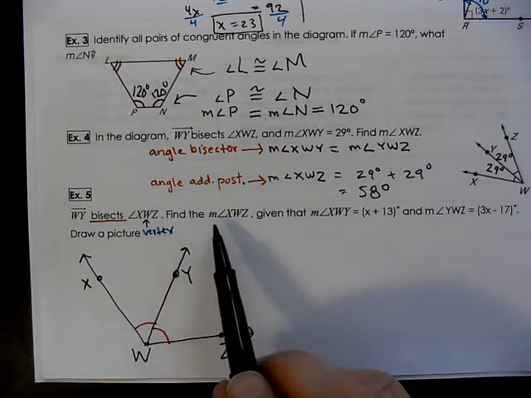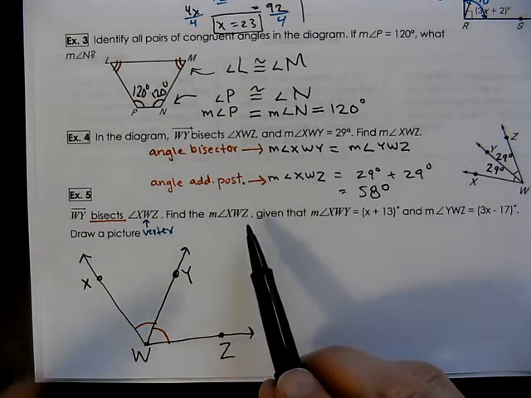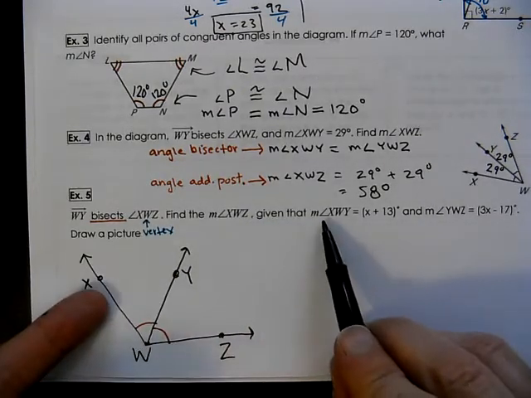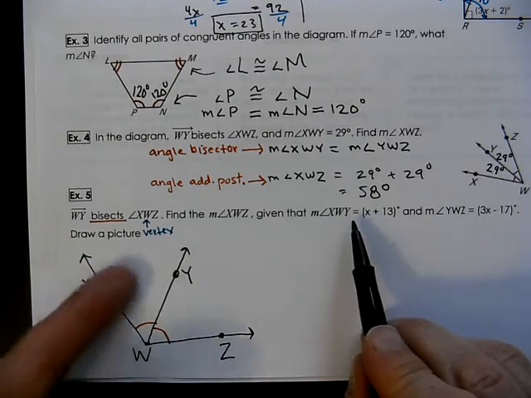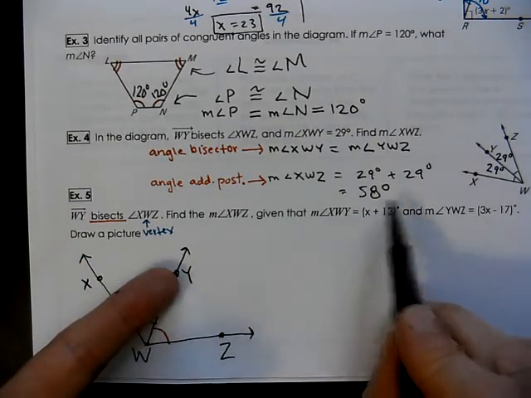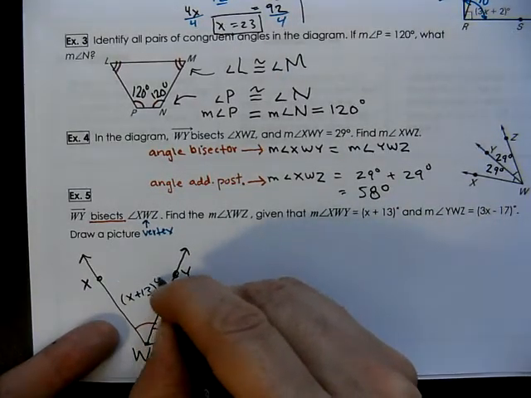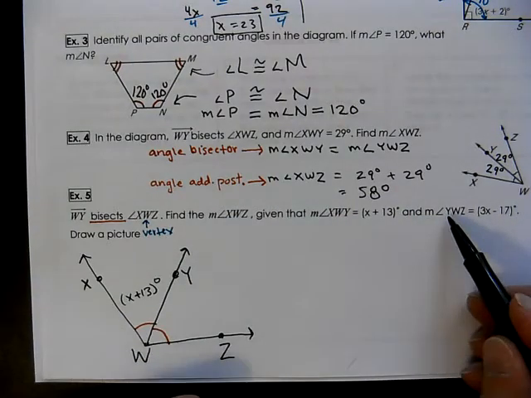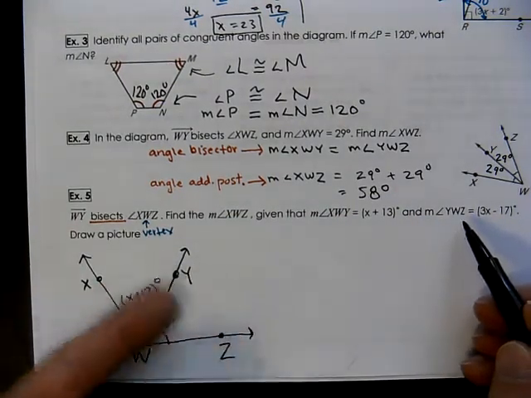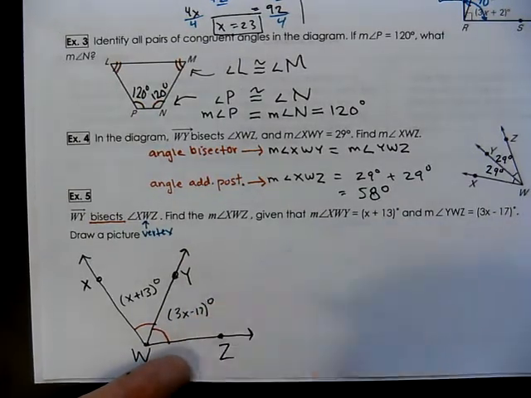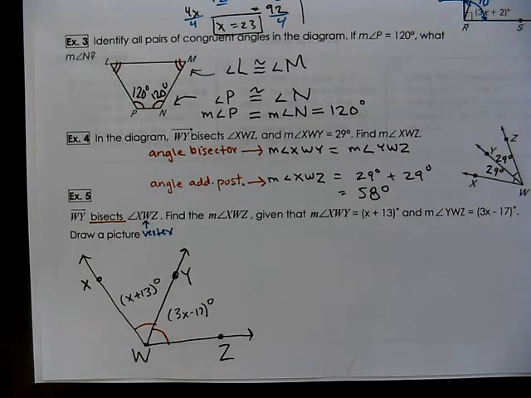So our goal here is to find the measure of XWZ, which is the big one. That's our goal. And we're told that the measure of angle XWY, that's the one on the left, is x plus 13 degrees. Alright, label that inside the diagram. x plus 13 degrees. And the measure of angle YWZ, that's the angle on the right, is 3x minus 17 degrees. So now our picture is complete. That's our diagram. We have to figure out how to build an equation.